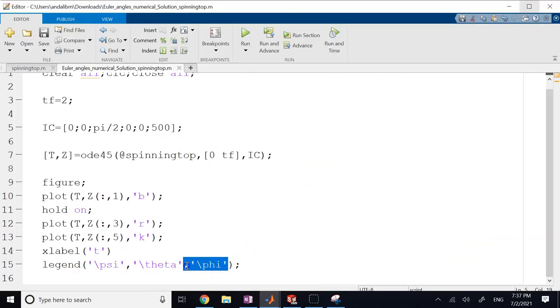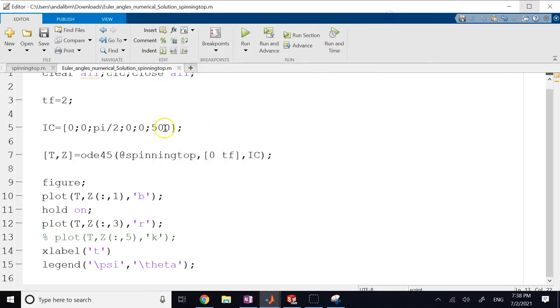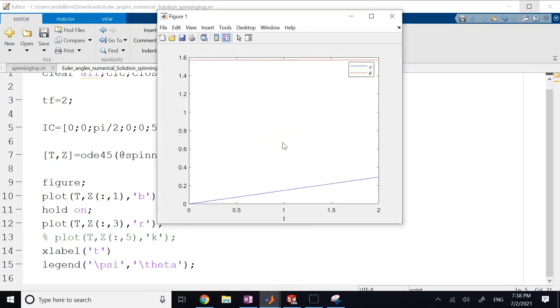But as I said, if you take this away and get rid of phi, this plot is quite revealing: not only can you keep the nutation angle almost constant, your precession has started and your spinning top is rotating about the axis Z. Now you see a little bit of numerical instability because the RPM is not big, but if you make it big, those waves should change a little bit. Your theta is almost perfectly constant and your psi is increasing. So you see clearly the effect of the solution.